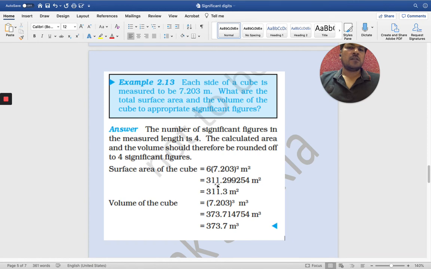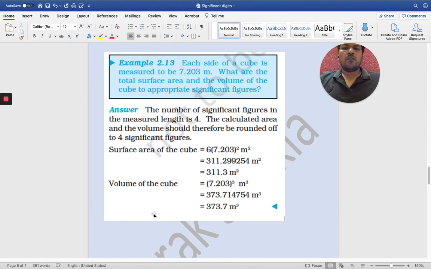So 311 is 3 digits and the 2 is already there. So we want to just drop the previous part. So I can just have a 9 at the end, which is more than 5, so plus 1 is added. So the surface area of the cuboid given to me is 311.3 meters square.